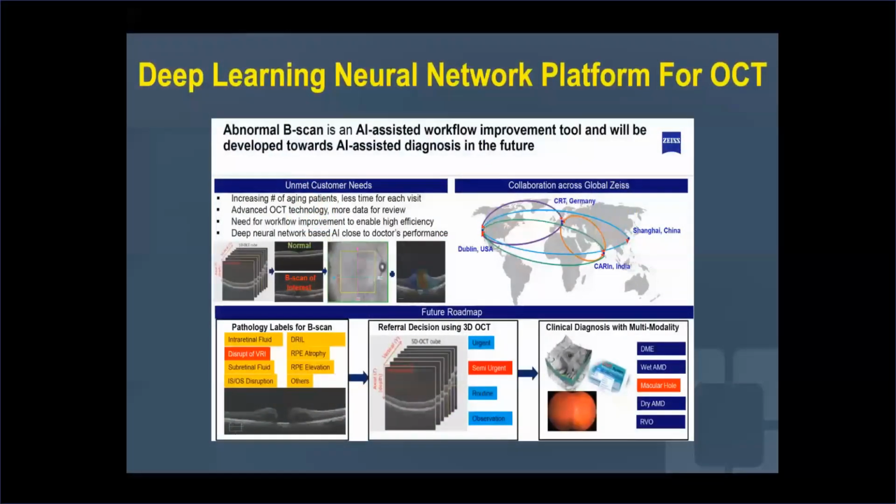So just to give you some of the future steps, we're working on a deep learning neural network platform for OCT in collaboration with ZEISS. We are grading OCTs with them and also testing the algorithm in various disease states. And where we're at right now is what we call the crawl, walk, and run approach. We're at the crawl approach where now it can determine whether you have intraretinal fluid, disruption of the vitreoretinal interface, subretinal fluid, ellipsoid zone disruption, RPE atrophy, RPE elevation, or even drusen.